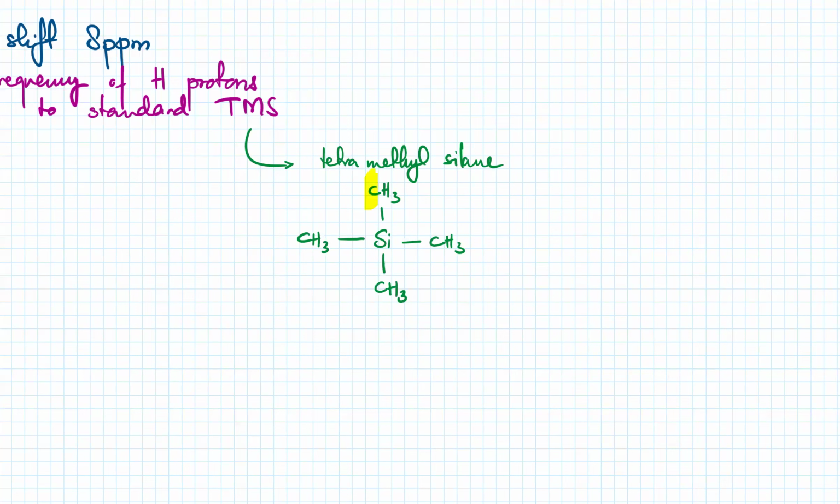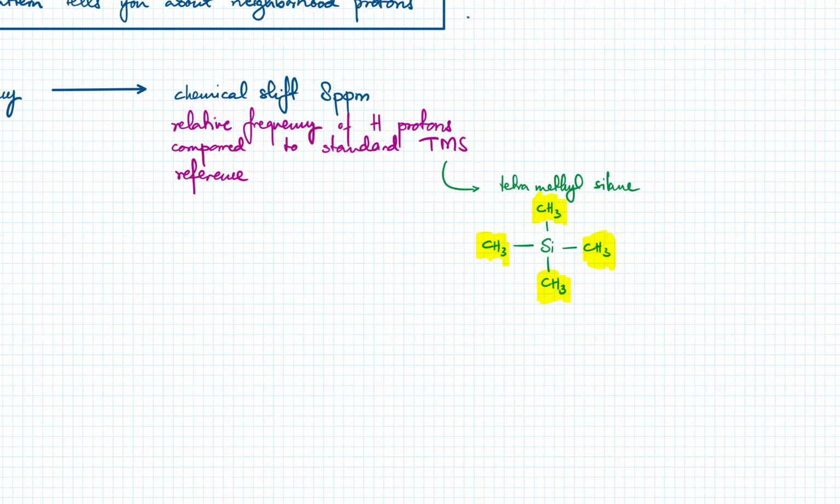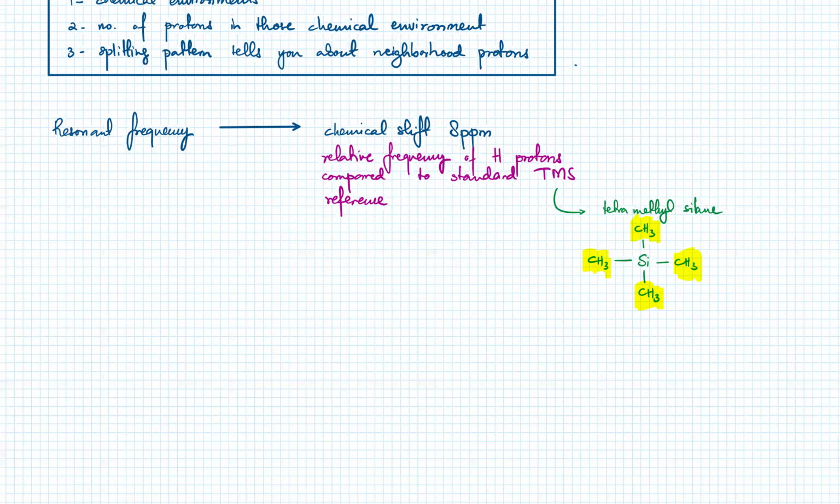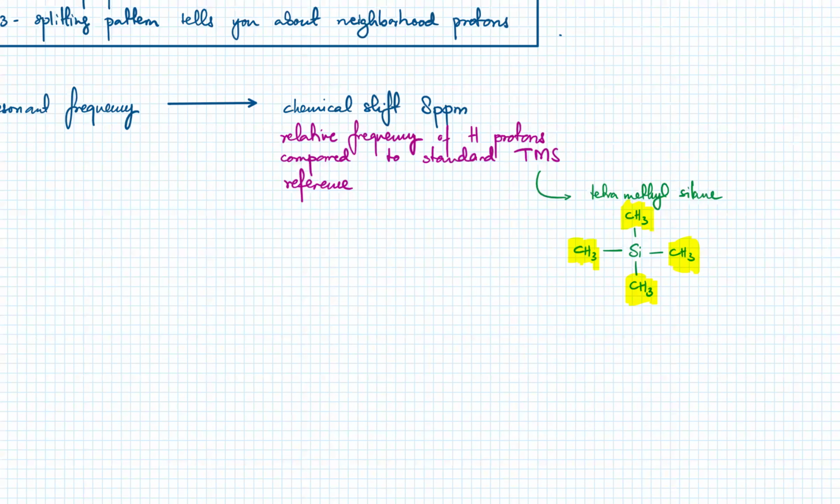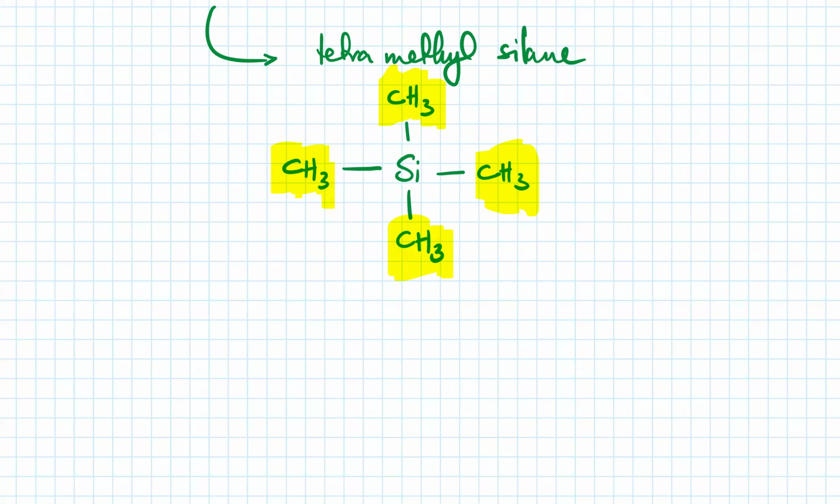So this is what it is, right? That's tetramethylsilane, and all the frequencies are compared. This has a very strong reference peak. Why? Because all the 12 hydrogens have exactly the same environment, so it has a very strong hydrogen proton peak.